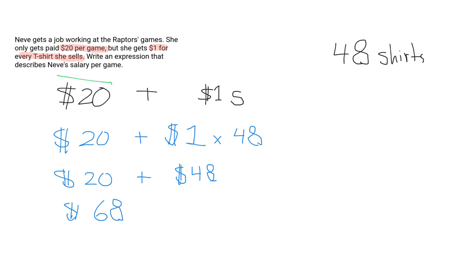Once again, the $20 is a constant because she always gets paid $20 per game, even if she sells 0 shirts. And the $1 is a constant. She always gets that $1 per shirt, whether she sells 1 or 100, she's still getting $1. The variable, of course, is going to be the shirt, and that's going to depend on how many she sells. So that's why we put the variable in there, so we'll be able to figure out what that is.